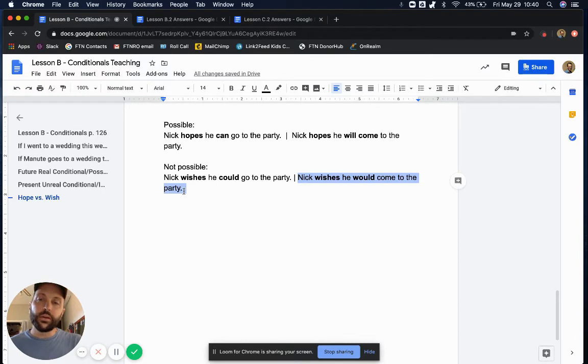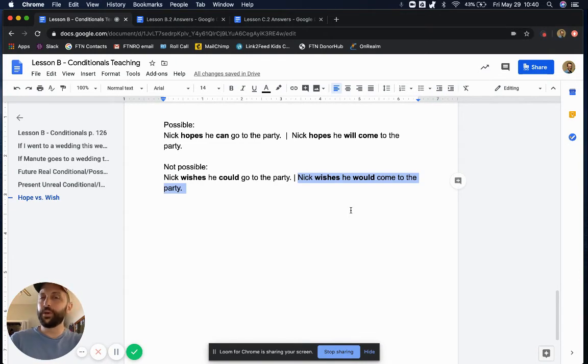Okay. Here, though, could means there's something keeping Joe from coming to the party. Joe has to work, or he has to work late. Nick wishes Joe could come to the party. It's just not possible. But this one's also not possible either: Nick wishes Joe would come to the party. It's not possible because Joe doesn't want to. So for Nick, it's still not possible for his friend to come. Okay? I hope that makes sense.